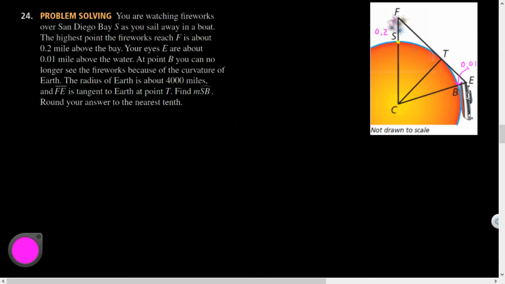At point B, you can no longer see the fireworks because of the curvature of the Earth. The radius of the Earth is about 4,000 miles. That's a good one to know right there.